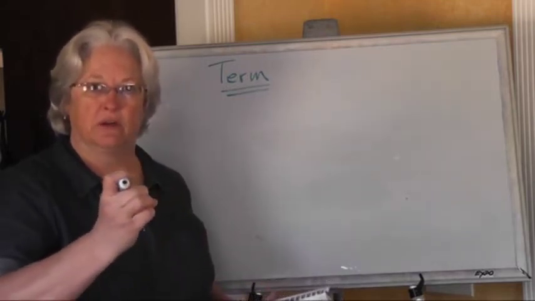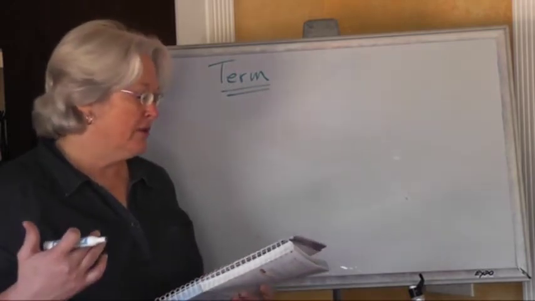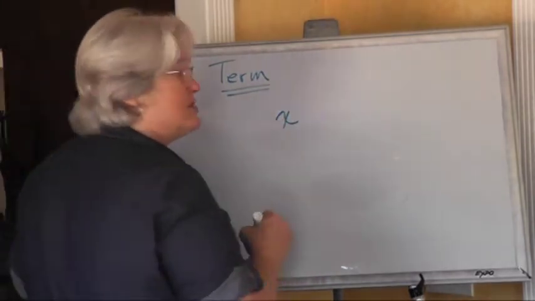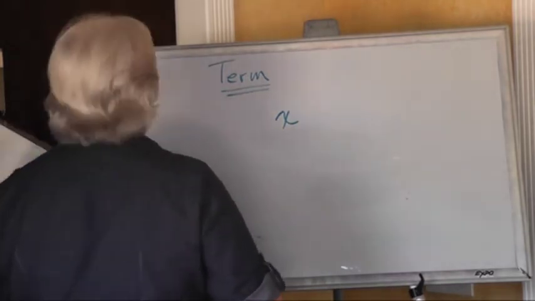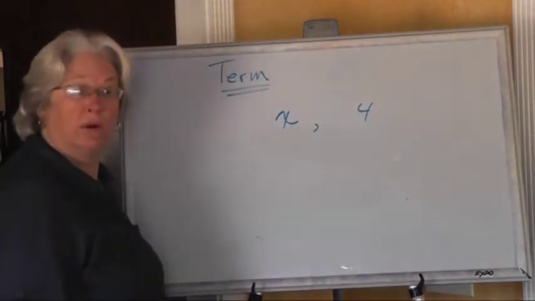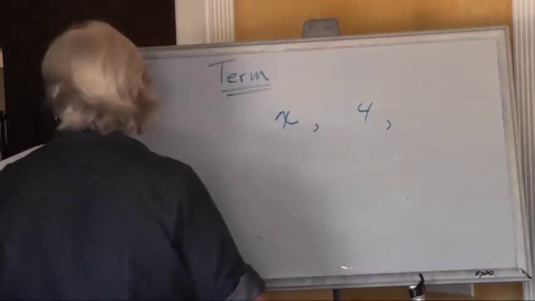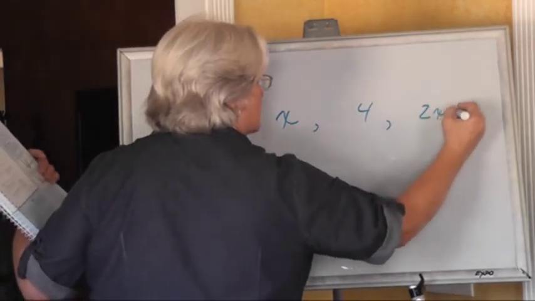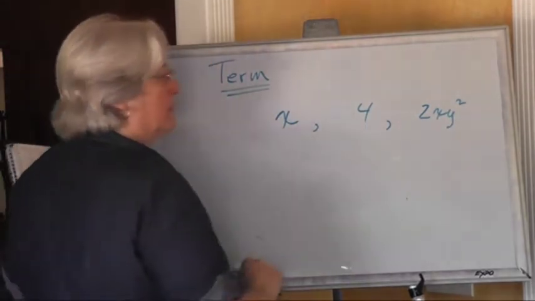Add-ins means that you're adding or subtracting them, because subtraction is the same as adding the opposite. But what they're made up of is a variable. For example, if we just have x, that's a term. Or a number. For example, the number 4 is also a term. Or it can be a product of numbers and variables. So it could be something that looks like this. All of these are examples of terms.